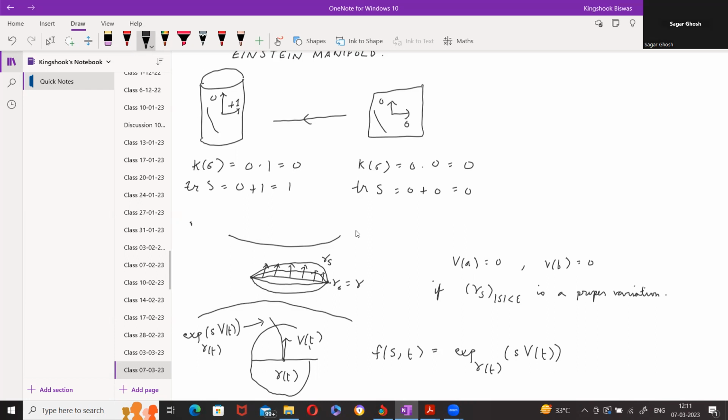The only thing I've done in this lemma is just to be a bit careful that if the manifold is not complete, then this will still be well defined for S small enough, right? This will still be well defined for S small enough because the exponential will be defined in small neighborhoods of the origin and the vector field V is bounded. So if I take S very small, then S times V will be small and it will be small enough so that it lies in the domain of the exponential map. That's the idea of the lemma. Okay. Is it clear?